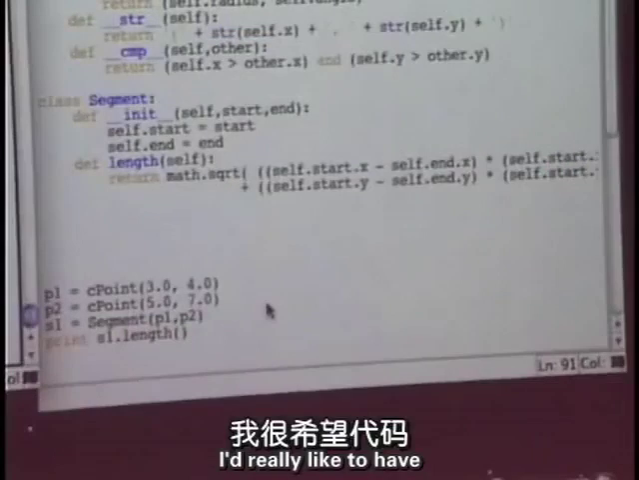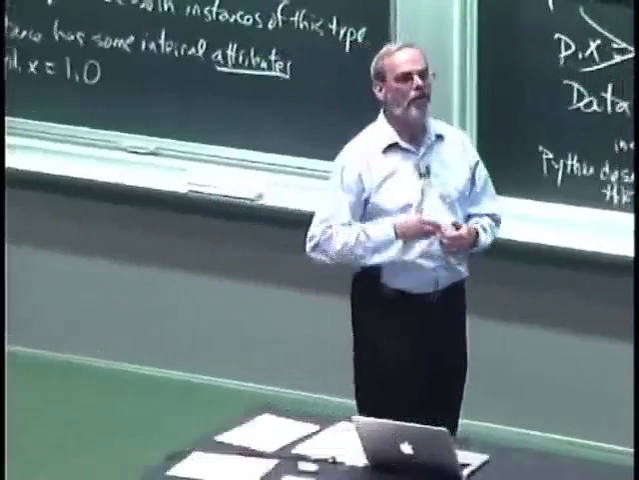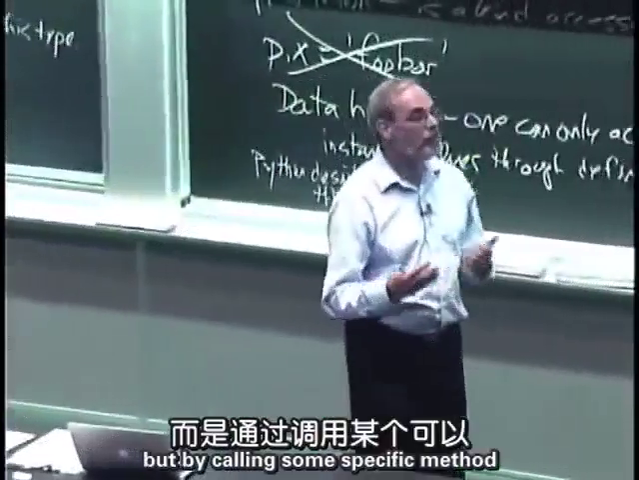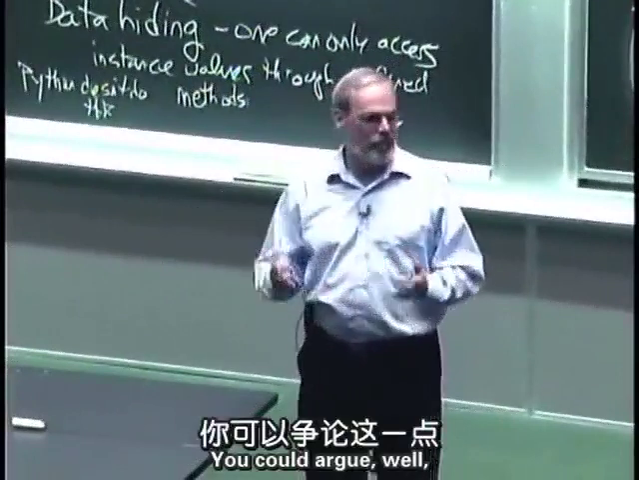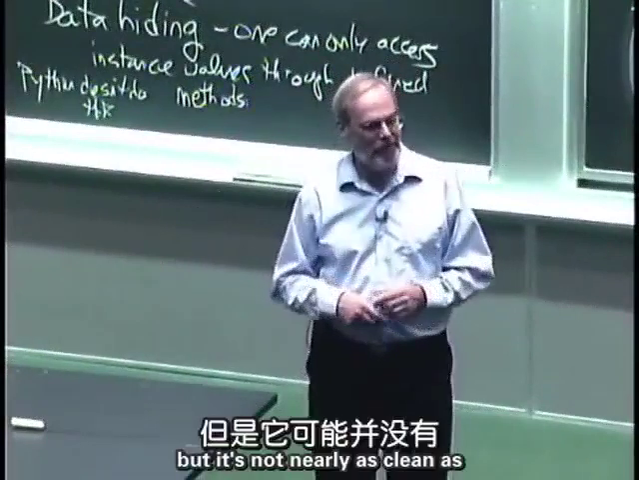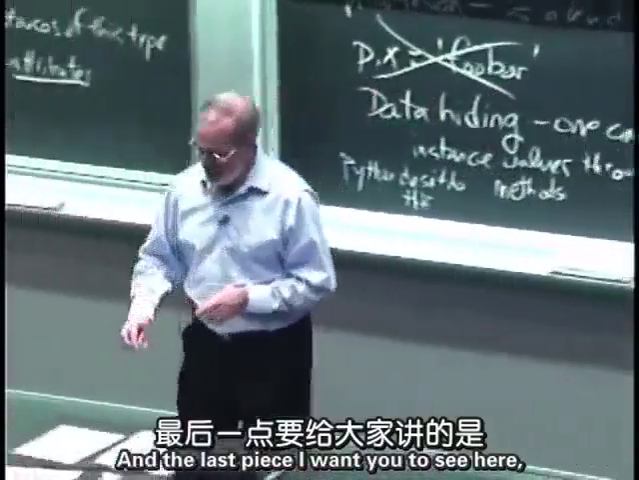I'd really like to have that modularity that says I'm only going to get access to the values, not by calling their names, but by calling some specific method to get access to them. And you could argue, well, x is in some sense inherently a method, but it's not nearly as clean as what I would like.